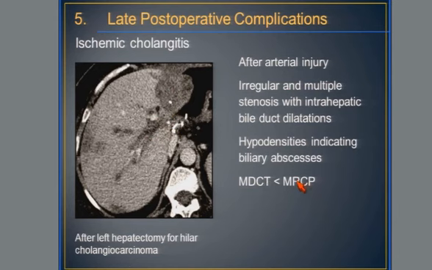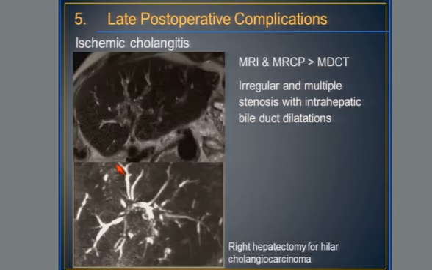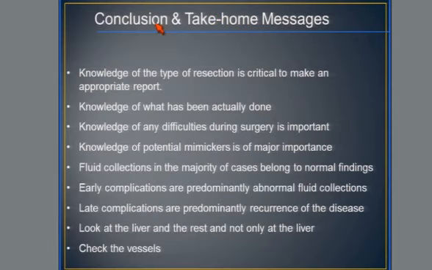Ischemic cholangitis can be seen on MDCT, but MRCP is usually much better for this diagnosis. This is a case of a patient who had a right hepatectomy, and follow-up MR imaging showed the association of bile duct dilatation and bile duct stenosis, which was consistent with ischemic cholangitis.